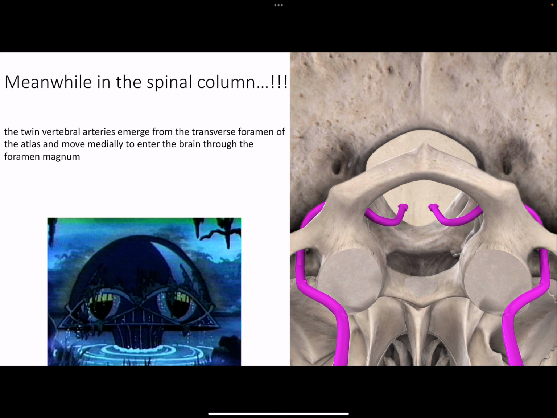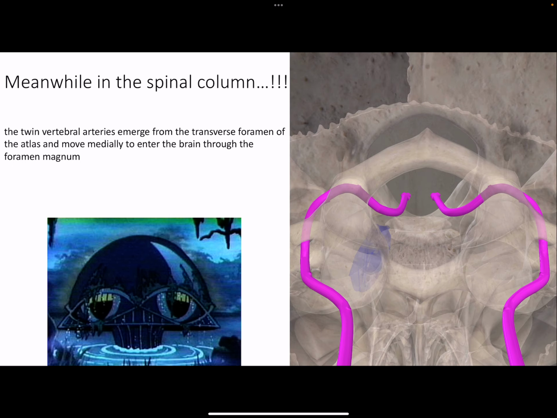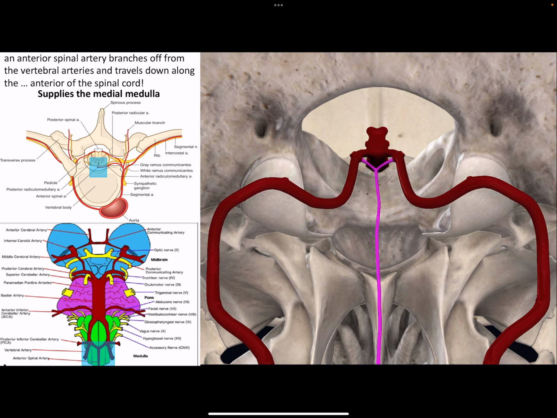Meanwhile, in the Legion of Doom, the vertebral arteries are now on the posterior side. We've threaded the needle through the transverse foramen of the cervical vertebrae, and now they are moving up through the foramen magnum. Very cool. Once they get a little bit higher, we're going to have this offshoot, and this is going to be the anterior spinal artery, which supplies the medial medulla. Not shown, but it supplies the medial medulla. You can see that over here, and as the name implies, the anterior spinal artery is supplying the anterior spinal cord.